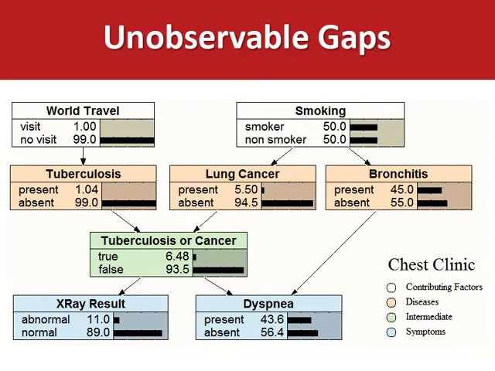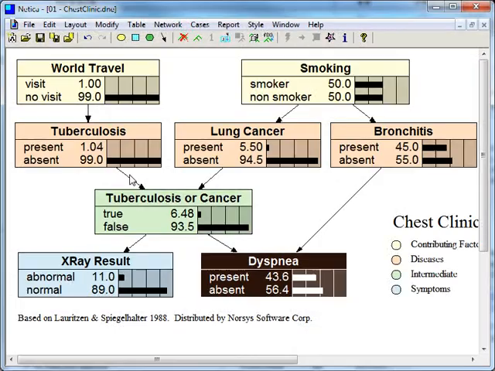Now, the probability that we're interested in, in this case, is what's the probability of lung cancer given world travel, given smoking, given X-rays, given shortness of breath. Put it all together and give us the best possible estimate of the probability of lung cancer. So let's look at how this Bayesian network functions.